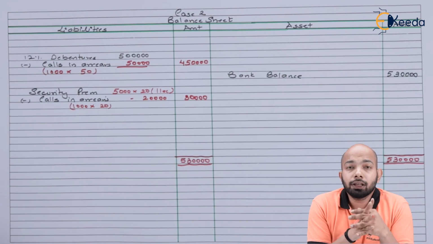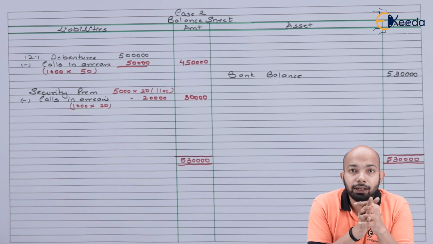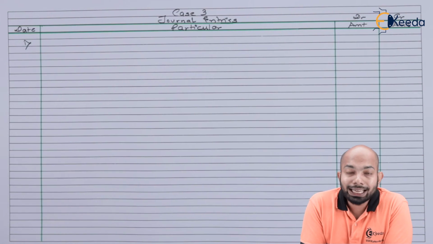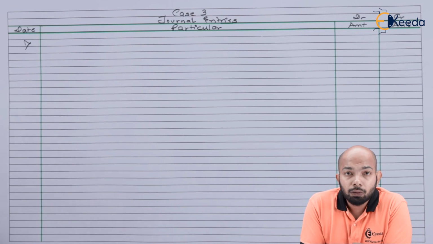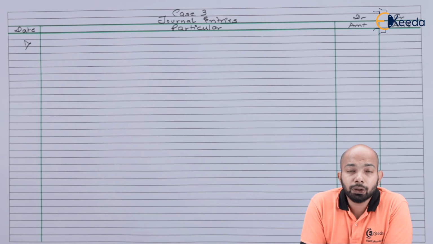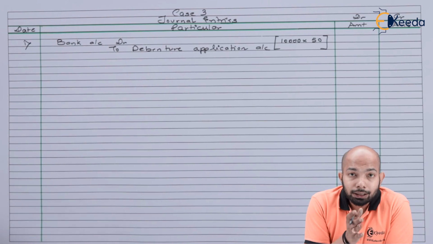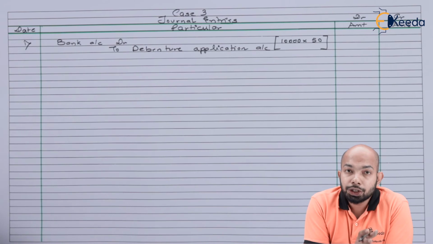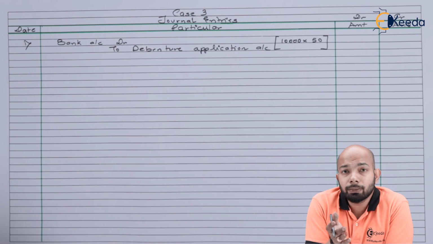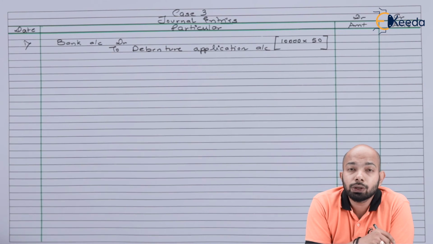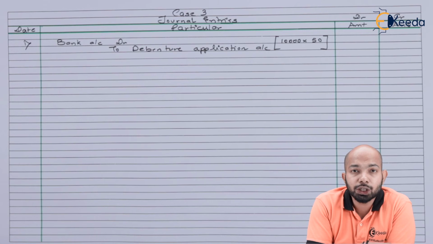Now it's time to prepare the last, case 3, journal entries and balance sheet. So let's start with that. Case 3 refers to ABC Company Limited here. We'll first pass the receipt of application money of debentures. 10,000 debentures were issued, 14% debentures basically. Application money was 50 rupees. So 10,000 multiplied by 50 will give you the details of application money here.